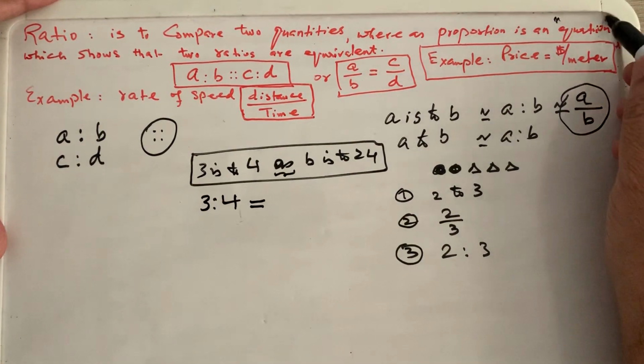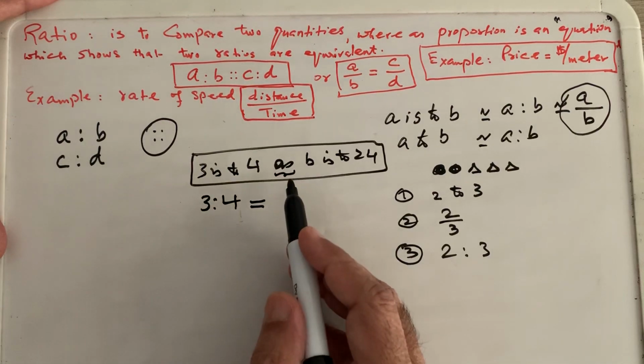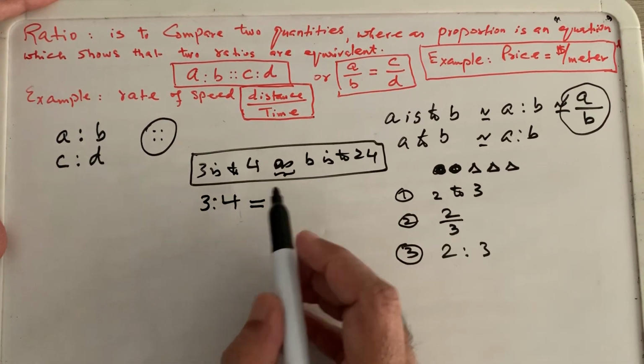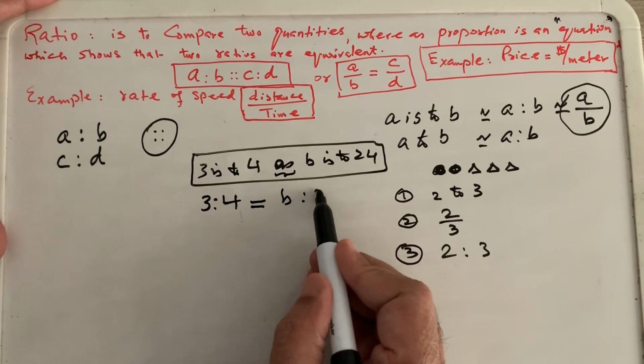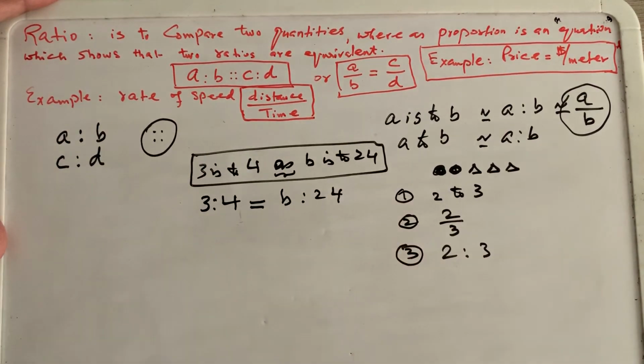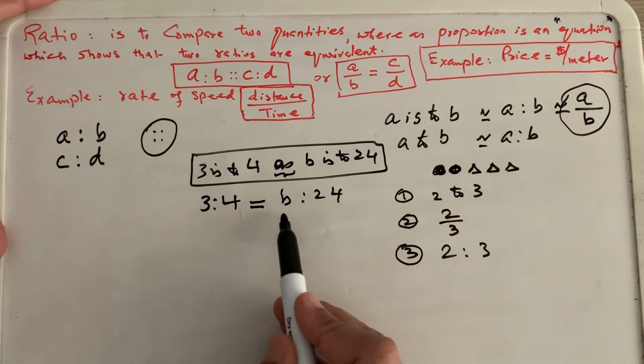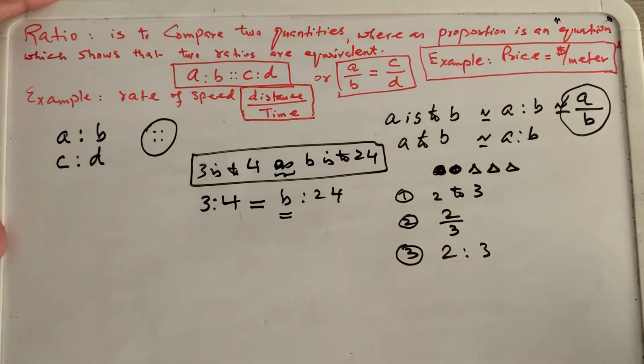Here it is, an equation. So proportion means we are equating. We are forming the equation now. B is to 24. In this example, we have B unknown and we can find out B. Today in this class, we will learn how to find out if two ratios are given in proportion, and how to find the missing number or missing alphabet, the value of that missing alphabet.